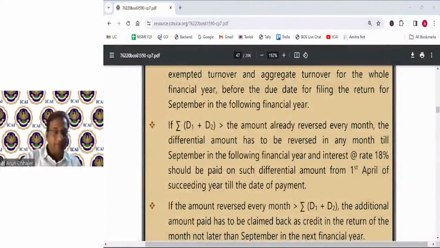So I have given the answer, Aniket. I have given the answer to both the questions which you have raised. Is it clear? If I confirm.